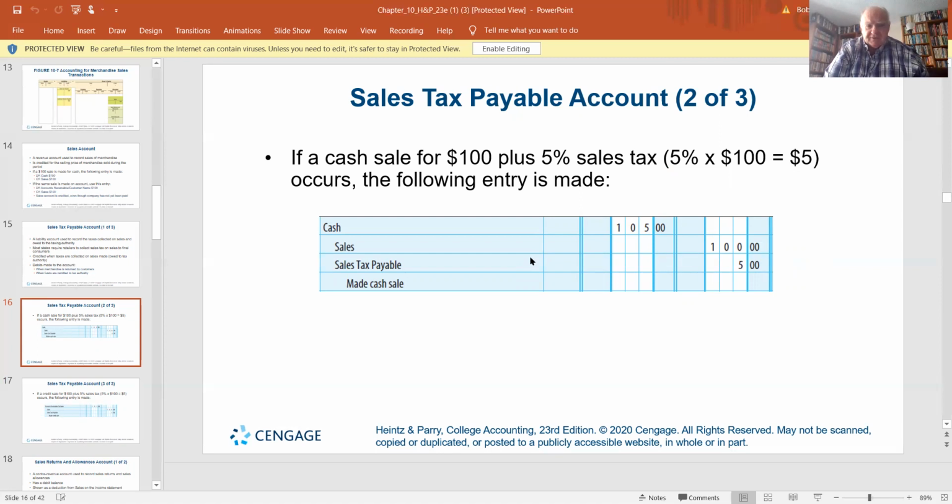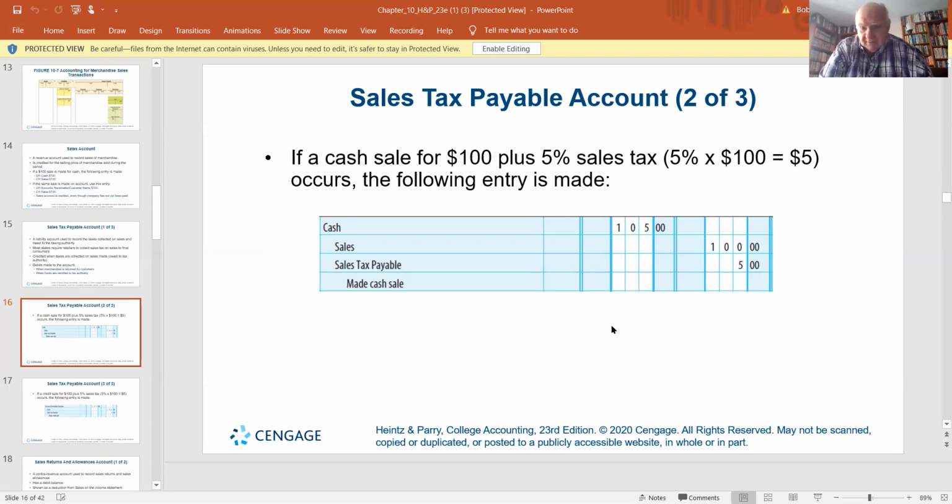If a cash sale for $100 plus 5% sales tax is made, look what we have. Remember, the sales is always simply going to be the extension of the merchandise sold. We have to also, though, credit sales tax payable and debit cash or debit accounts receivable for 105.